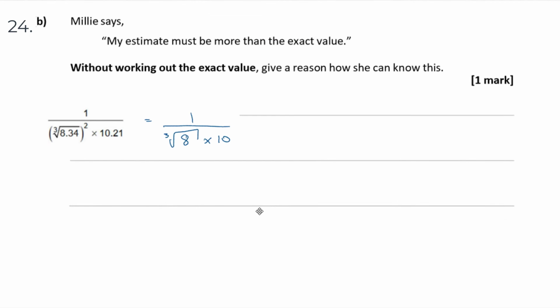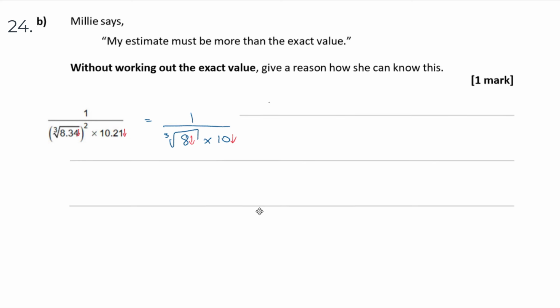Part B says, Millie says, my estimate must be more than the exact value. Without working out the exact value, give a reason why she can know this. Right, well, if you have a look at what happened to the numbers, this number down here got rounded down, and this one here got rounded down. So this is smaller than it was, and this is smaller than it was. So then I multiplied those two together, and that's going to give me a smaller denominator than I would have had. And then dividing through by a small denominator is going to give me a larger answer.